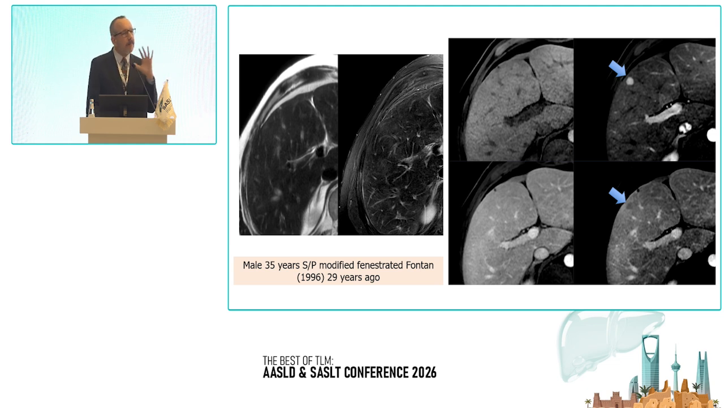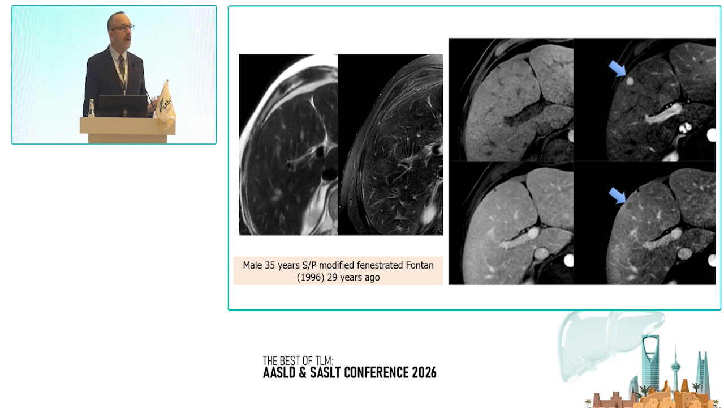There are mild differences between Budd-Chiari and Fontan. In Fontan, most of these nodules are not seen in T2 or T1 pre-contrast. In the arterial phase, however, we see nicely a hyperenhancing lesion that is washing out. So what's this? Is this an HCC? Is this a regenerative nodule? Let's see. So what will we do then?